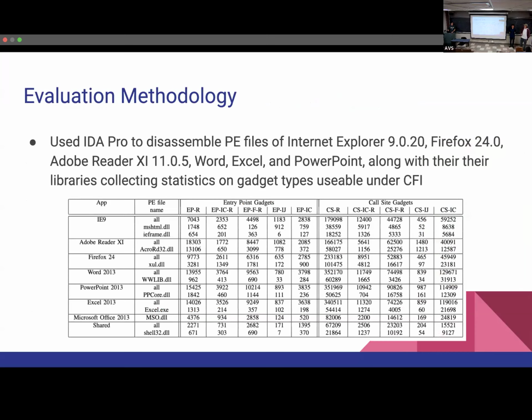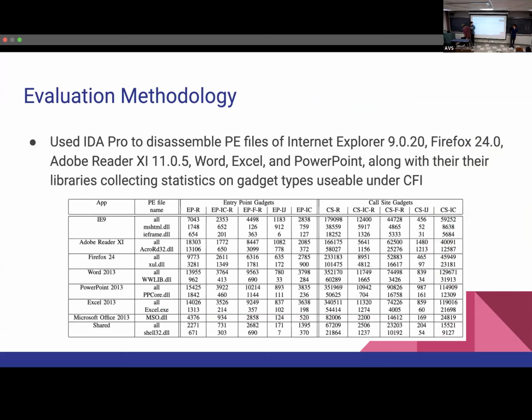And then for the evaluation methodology, they use IDA Pro to disassemble the PE files of Internet Explorer, Firefox, Adobe Reader, Word, Excel, and PowerPoint, along with their libraries, collecting statistics on the gadget types usable under CFI. You can see in the table here all the different types of gadgets, the call site gadgets and the entry point gadgets, and how many of these are found in the maximum file, the minimum file, and all of the files there.